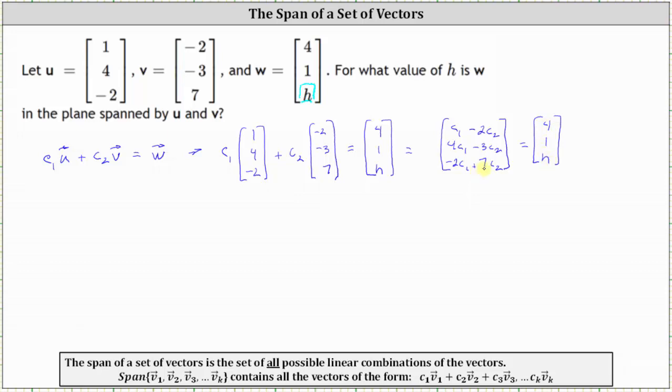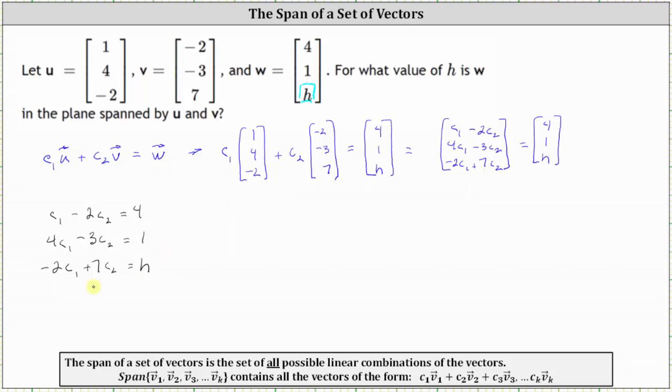And now let's write this matrix equation as a system of equations, where the first equation is c sub 1 minus 2 c sub 2 equals 4. The second equation is 4 c sub 1 minus 3 c sub 2 equals 1. And the third equation is negative 2 c sub 1 plus 7 c sub 2 equals h. Notice here we have a system of three equations with two unknowns.